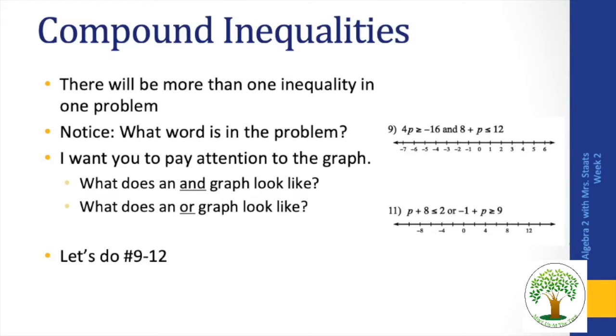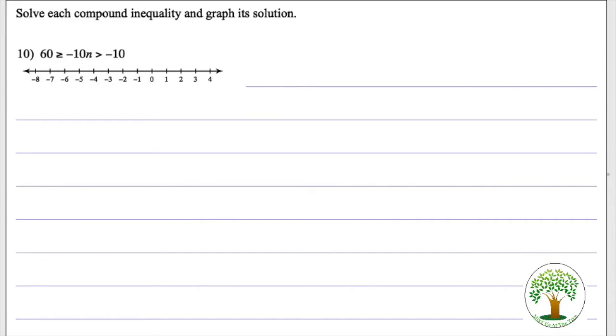We did numbers 9 and 11. Now let's do, it says do 9, 10, 11, and 12. Let's go and do number 10 and then number 12. I want you to notice this one does not have a word. There's no word in here. So I wonder if that is an and graph or an or graph. Let's do it and see if we can figure it out.